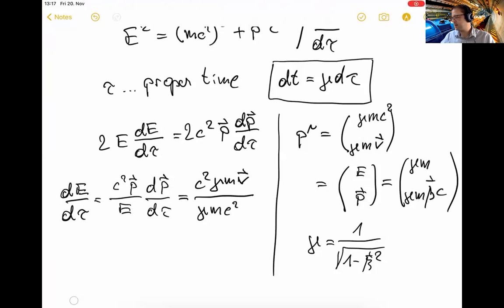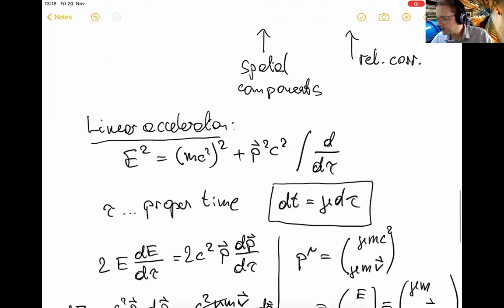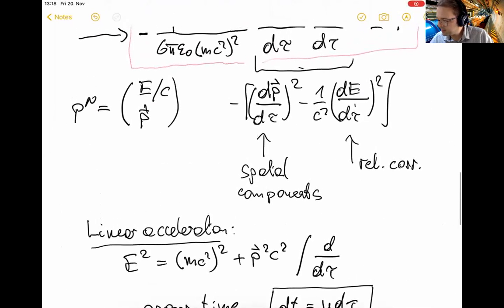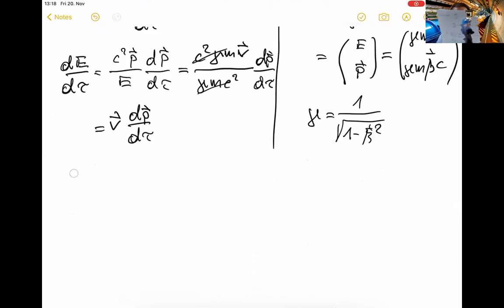I'm sorry, so here's a c squared, times c squared times dp with respect to d tau. So everything cancels, except the velocity. So this is just v times dp with respect to d tau. And that's interesting because we can now insert this into the second term here and combine it with the first term for the special case of linear acceleration.